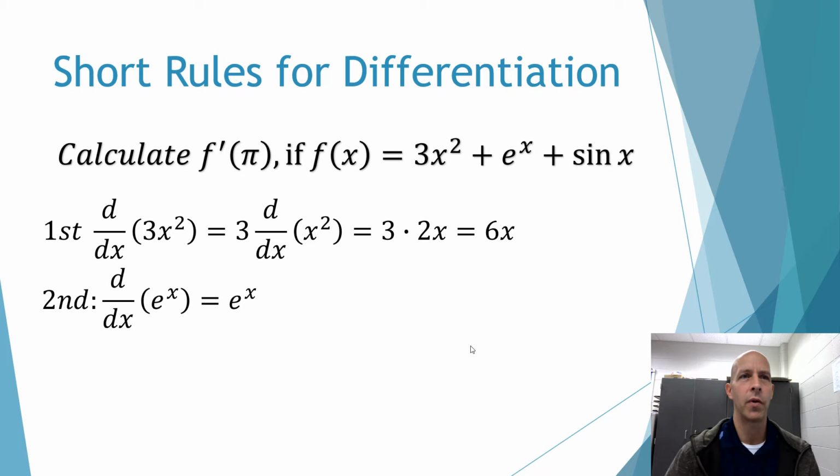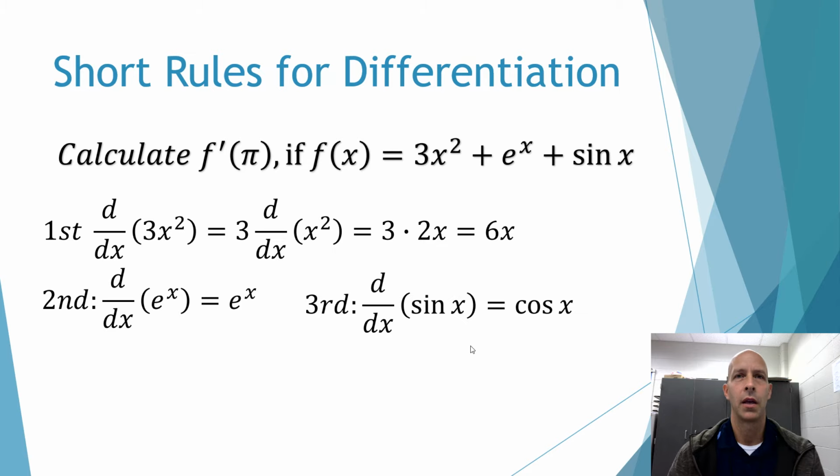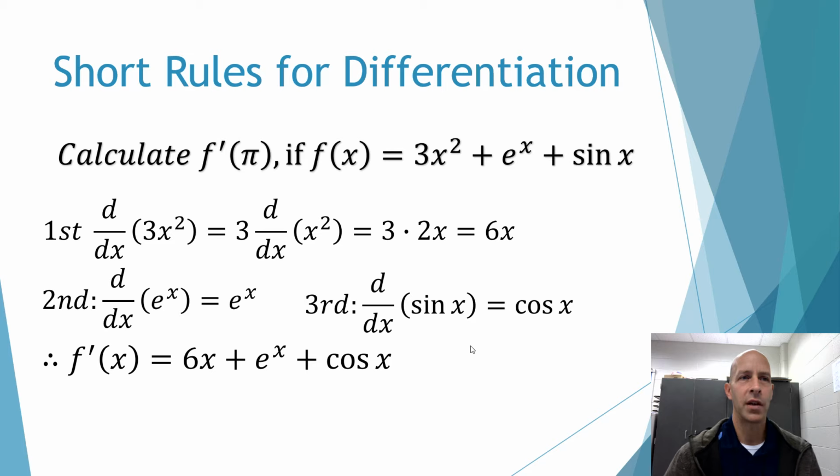Next, we need to do the derivative of the second term there, which is e to the x. And the cool thing about e to the x is it's literally its own derivative. And then third, we've got a trigonometric function, sine x. The derivative of that is cosine x. Therefore, the derivative of f of x is 6x plus e to the x plus cosine x.